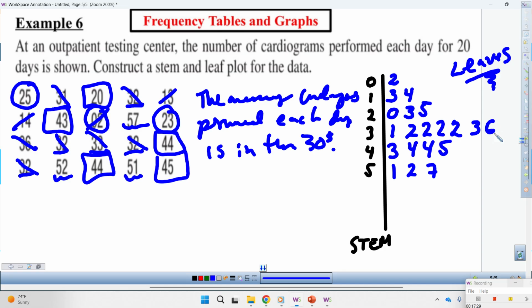From 1 to 5, how comfortable are you with stem and leaf? All right. Send that in, please.